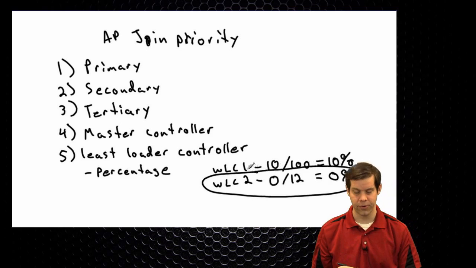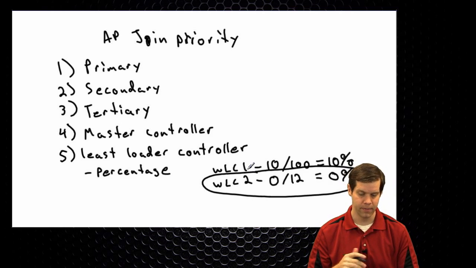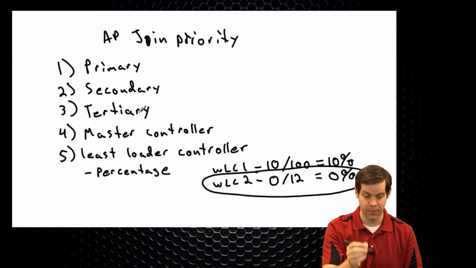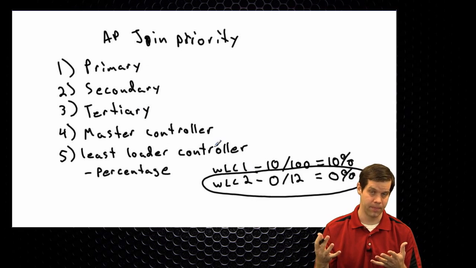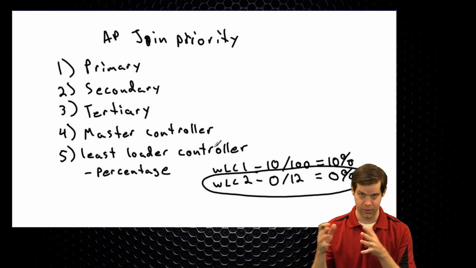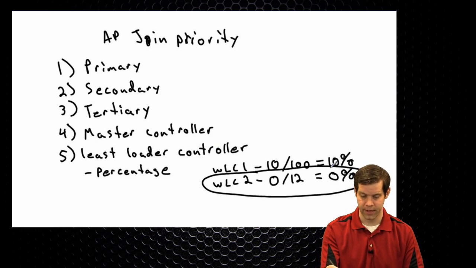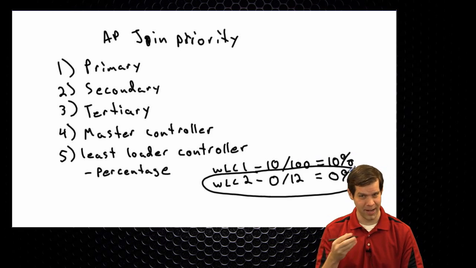So if you're ever trying to load balance out your APs, pay attention to what controllers they're actually discovering, because if you aren't using primary, secondary, tertiary, and you aren't using master controller, you're just allowing them to discover a bunch of controllers and load balance themselves across it. It's going to load balance, again, based off of this percentage. It's not the number of available licenses, it's just the percentage of used licenses. So that's one place where you can get yourself in a little bit of trouble if you're not paying attention to what's being discovered.